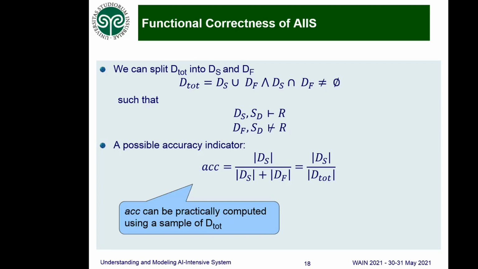For instance, we can compute an accuracy indicator defined as the ratio between the number of successful cases and the total number of cases. In general, we cannot compute the size of ds and dtot exactly, but we can take samples and get an approximate value of the accuracy indicator.